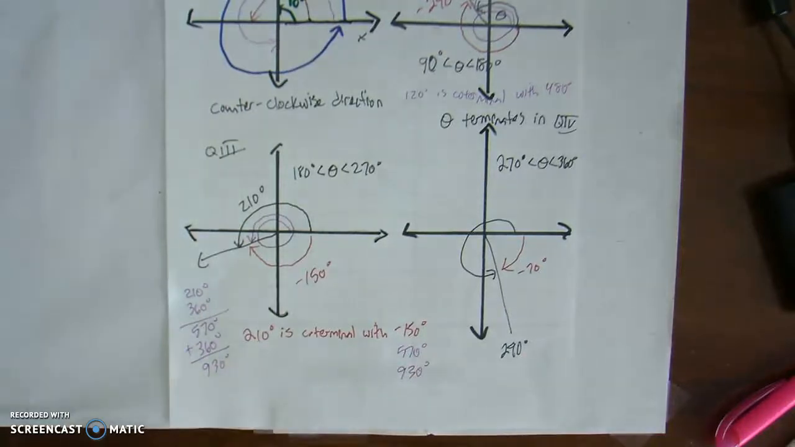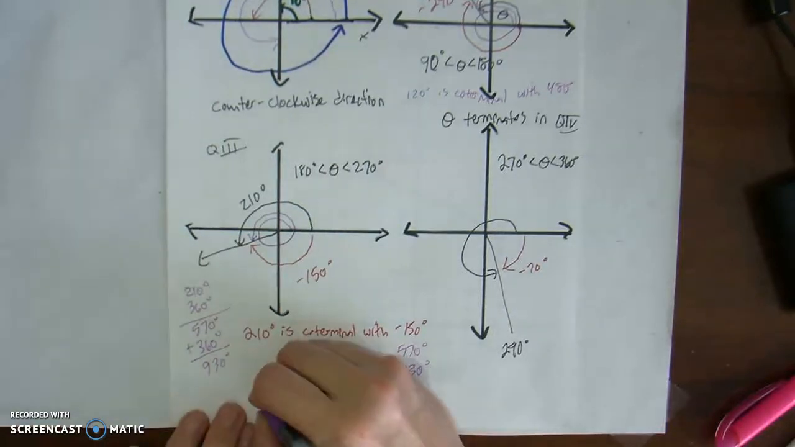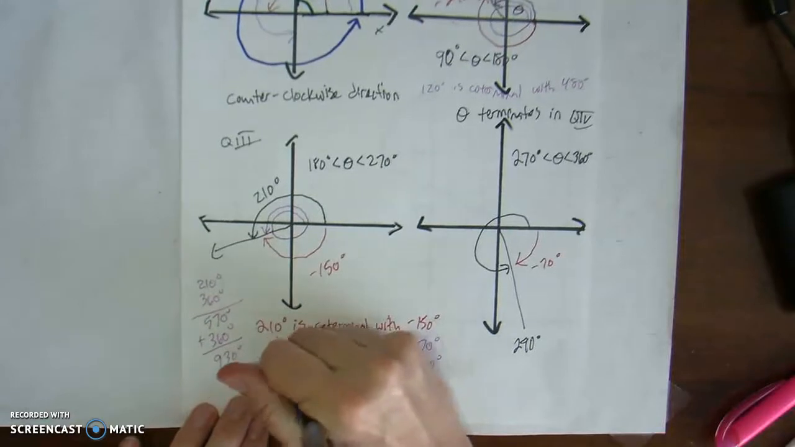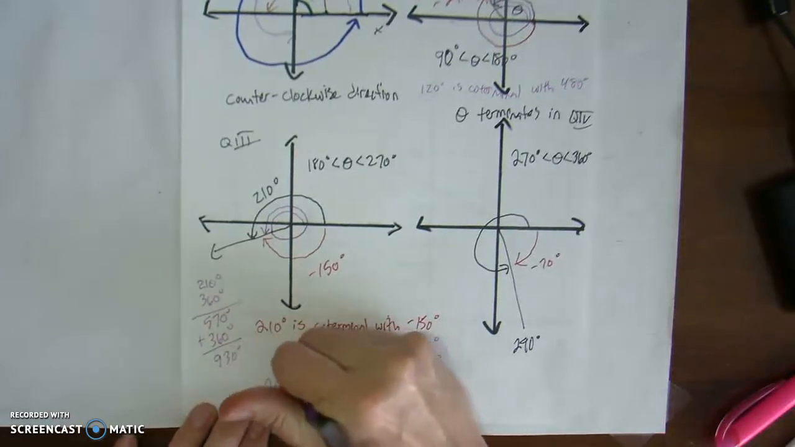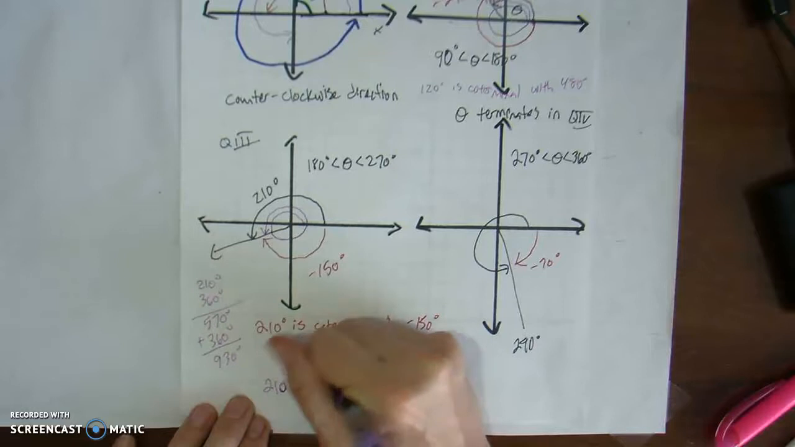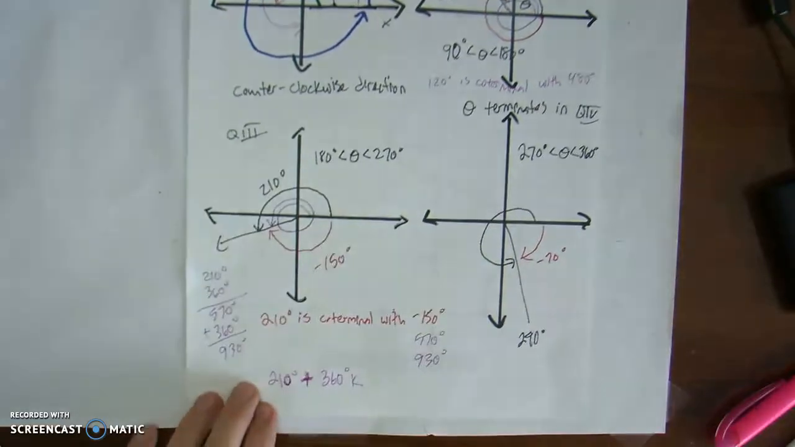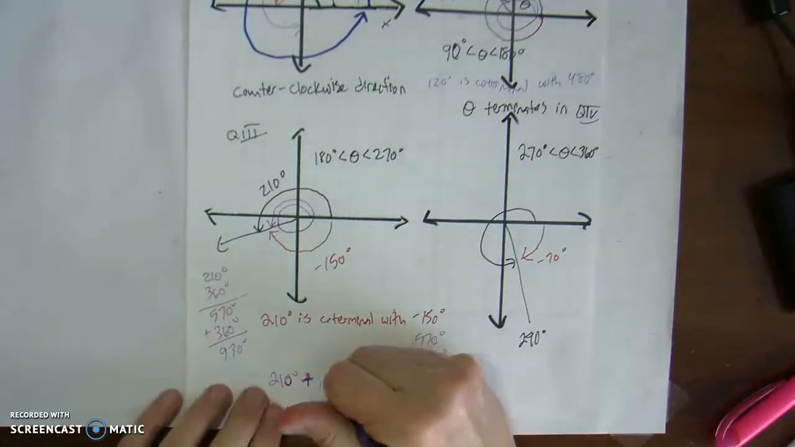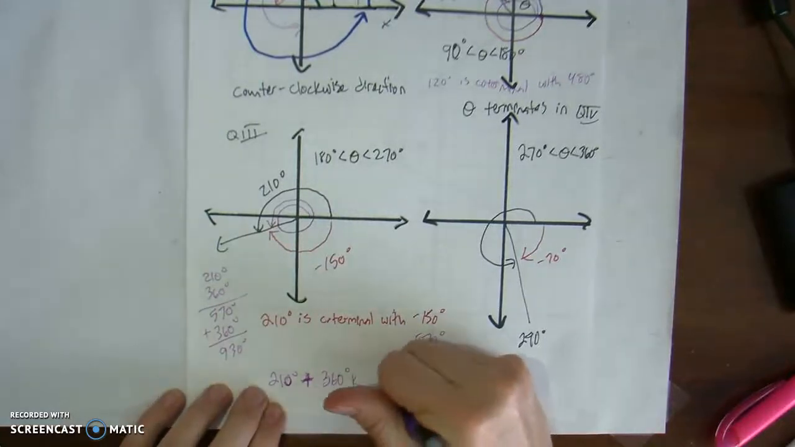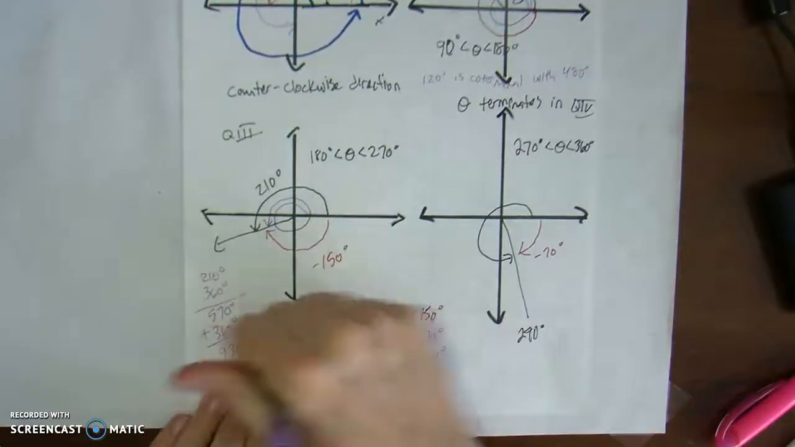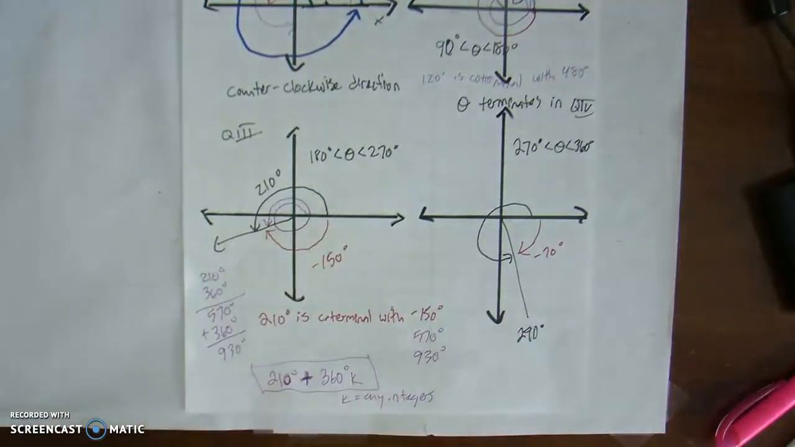And in fact, what I could just say is, if I took 210 degrees and I added on any multiple of 360 degrees, I've got to give it a letter for that, say k, where k is any integer. So what I have is this expression to say all of these angles would be coterminal to 210 degrees.